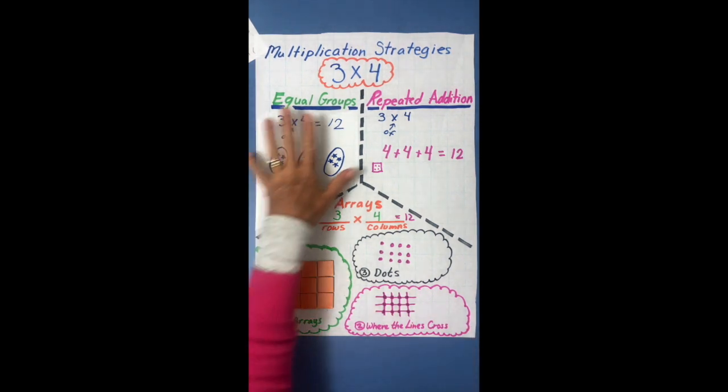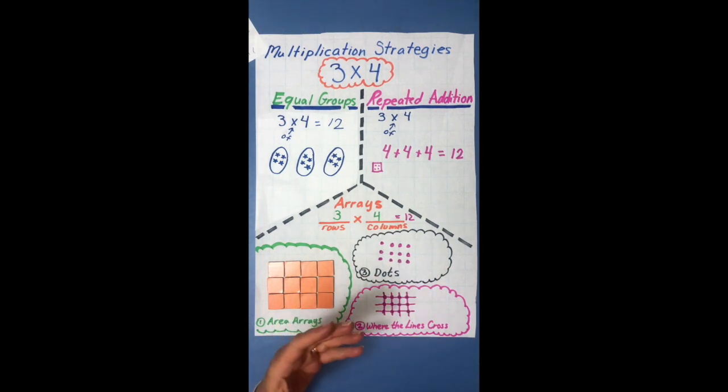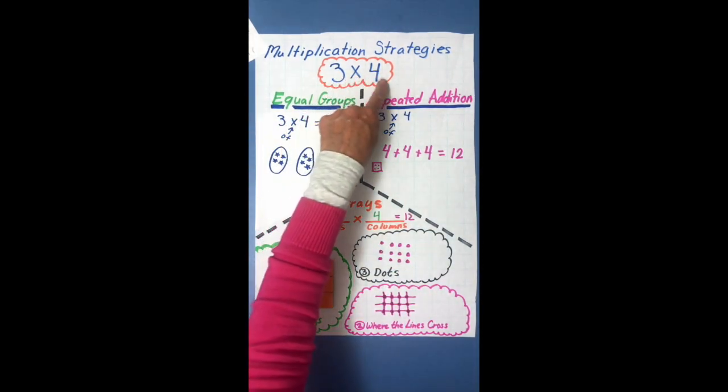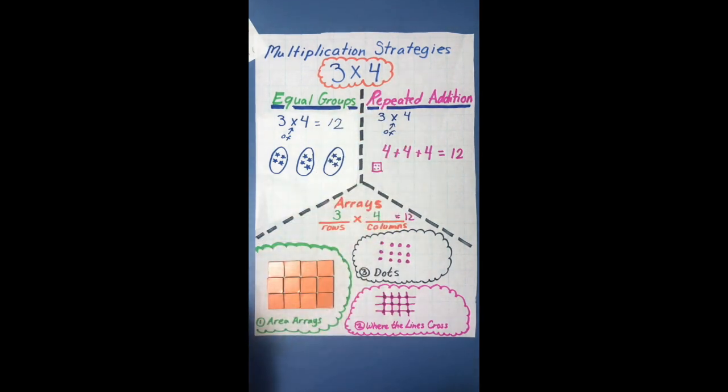So those are 3 different ways to represent multiplication. We also call them strategies. And these are great ways to solve problems like 3 times 4 if you haven't memorized your facts or if you haven't memorized your skip counting songs.